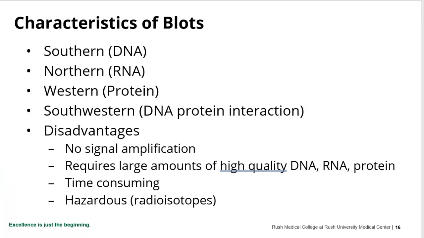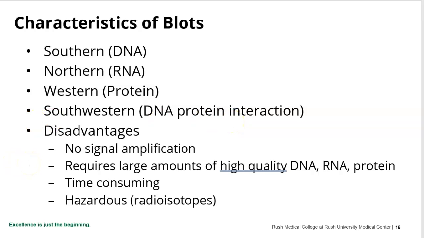The next thing I want to do is talk about blotting and molecular techniques that we use to look at this DNA. In a Southern blot, we look at DNA. In a Northern blot, we look at RNA. In a Western blot, we look at protein. And there's something called a Southwestern blot, where we use DNA to look at protein interaction.